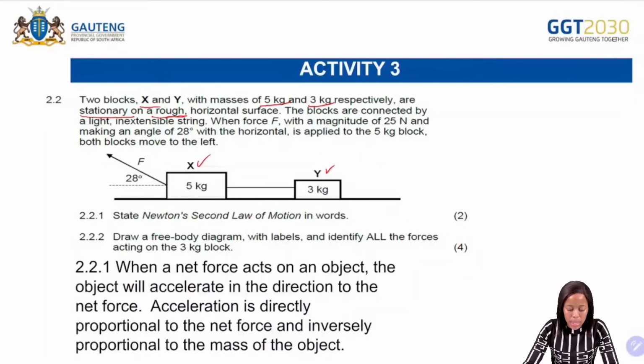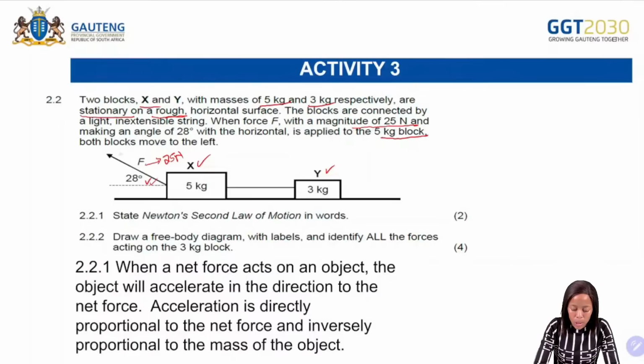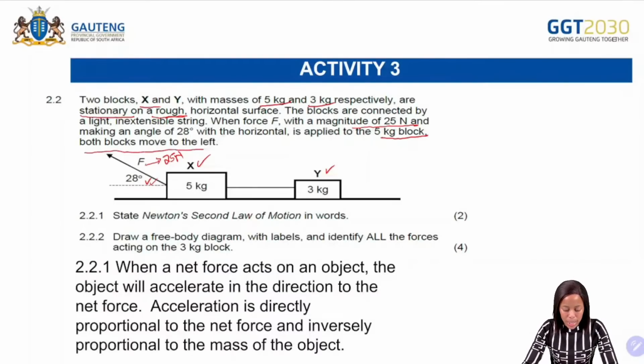The blocks are connected by a light inextensible string. Then it says when a force F with a magnitude of 25 Newton, making an angle of 28 degrees with the horizontal, so there is our 28 degrees with the horizontal, is applied to the 5 kilogram block, both blocks move to the left there.